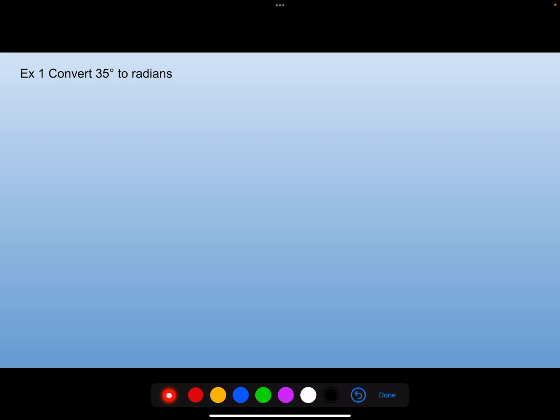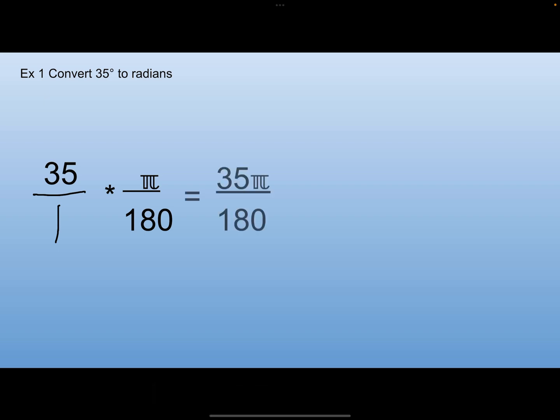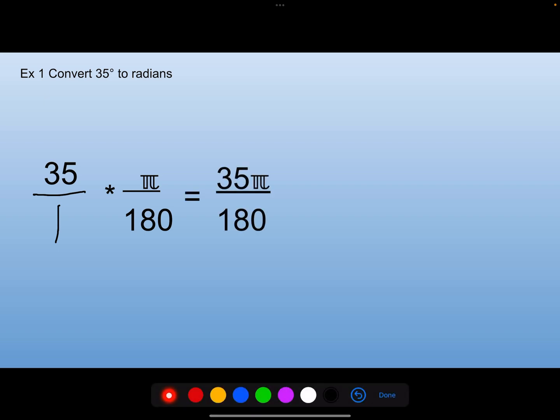So if I start here, 35 degrees to radians. I'm going to start with 35 degrees. I'm going to just write the formula down, times pi over 180. A lot of students like to put a 1 here, just so they're used to something with a numerator and a denominator. That's completely up to you. You can go right by it. So I'm just in the top, 35 times pi, 1 times 180 on the bottom.